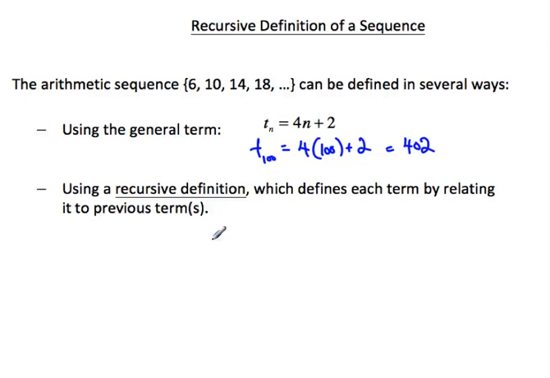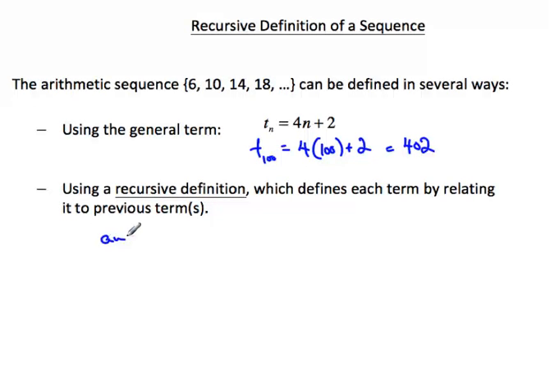Now, though, we're going to introduce the concept of a recursive definition, and a recursive definition defines each term in the sequence by relating it to the previous term. Here, the second term is the first term plus 4. The third term is the second term plus 4. The fourth term is the third term plus 4. The 100th term would be the 99th term plus 4.